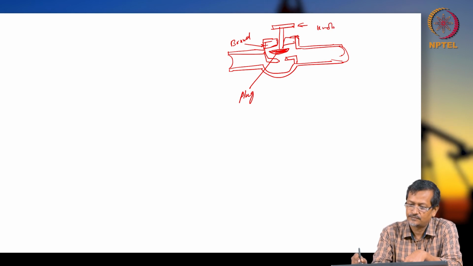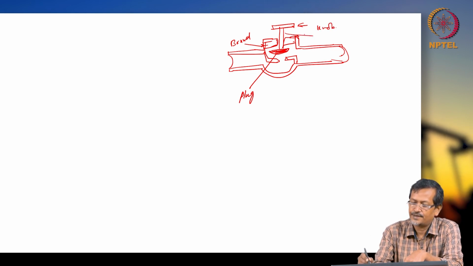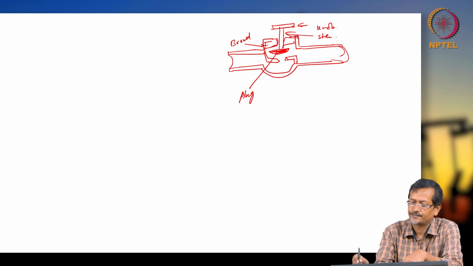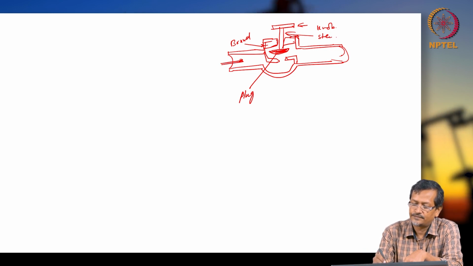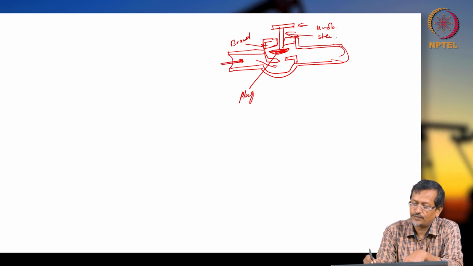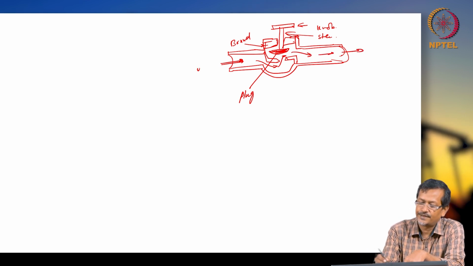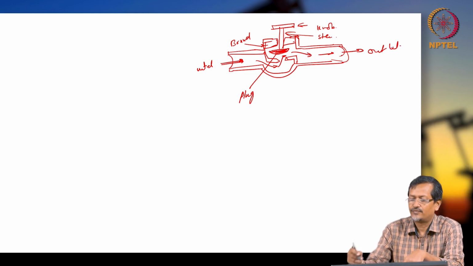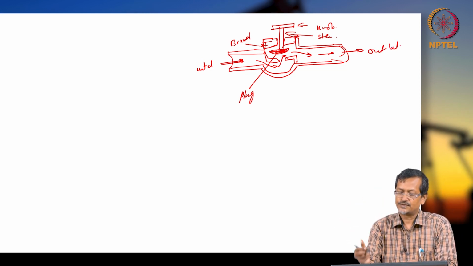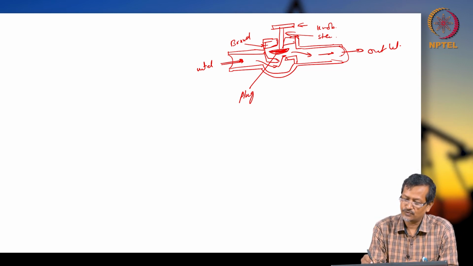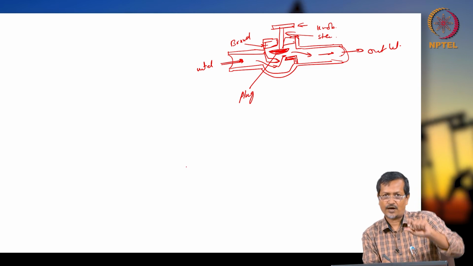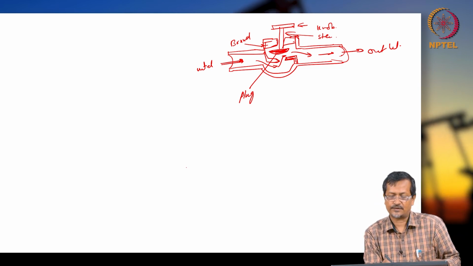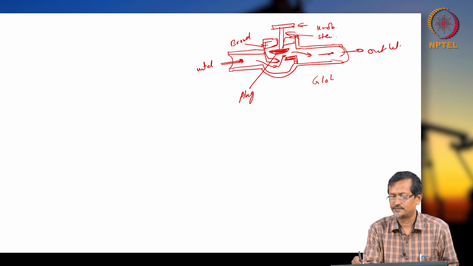From there you can turn. This is the stem, and fluid will be flowing like this. So inlet, outlet, and if you rotate the knob, the knob will be closing this flow path. Closing or opening, you can control how much fluid you can pass through this globe valve. This is called a globe valve.